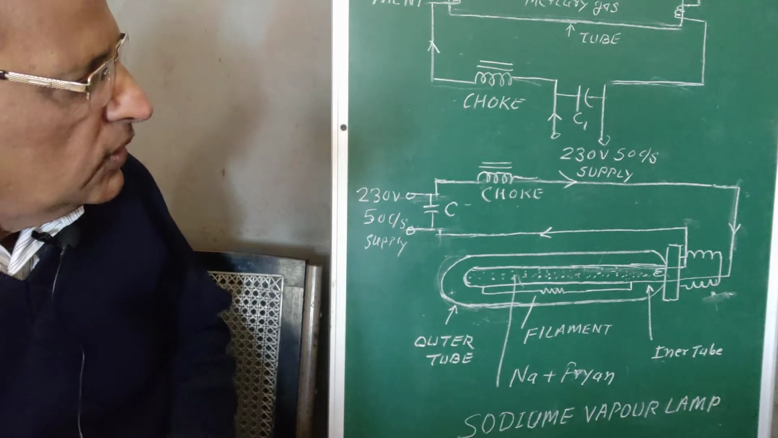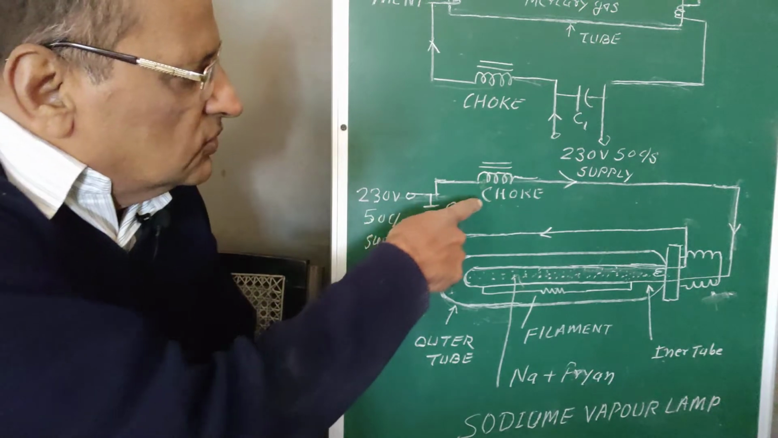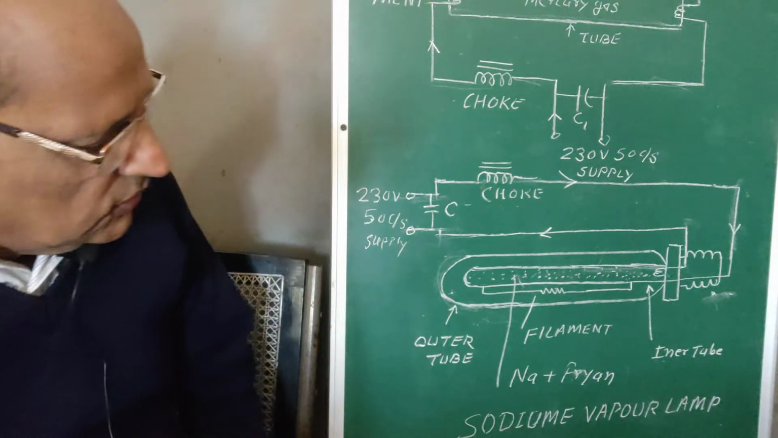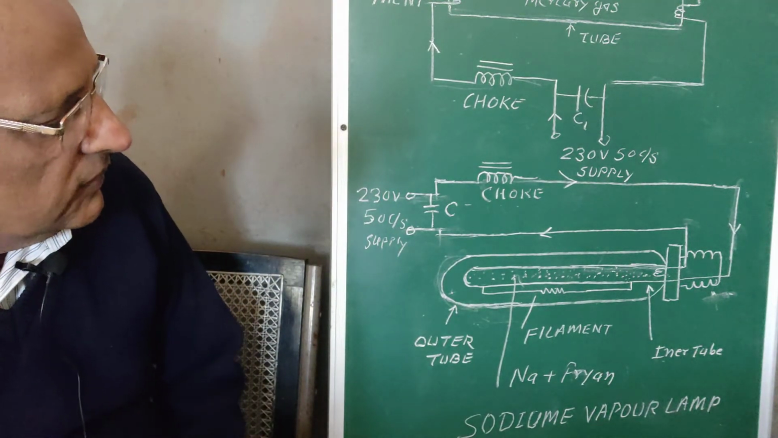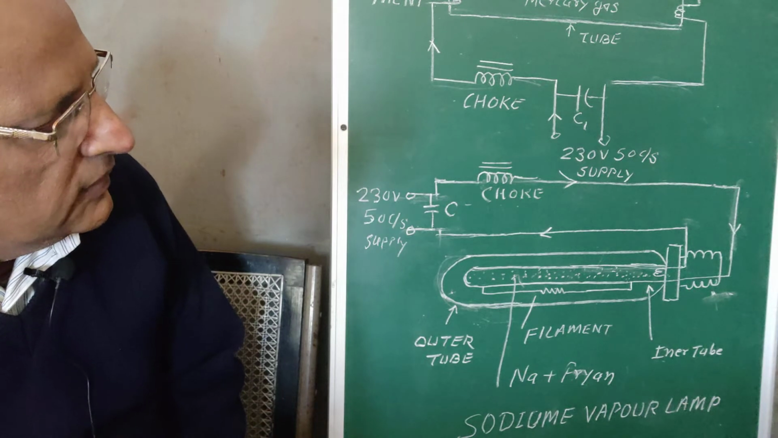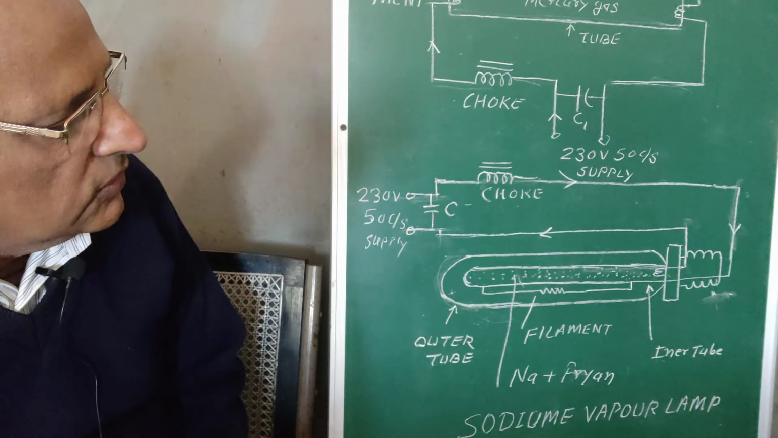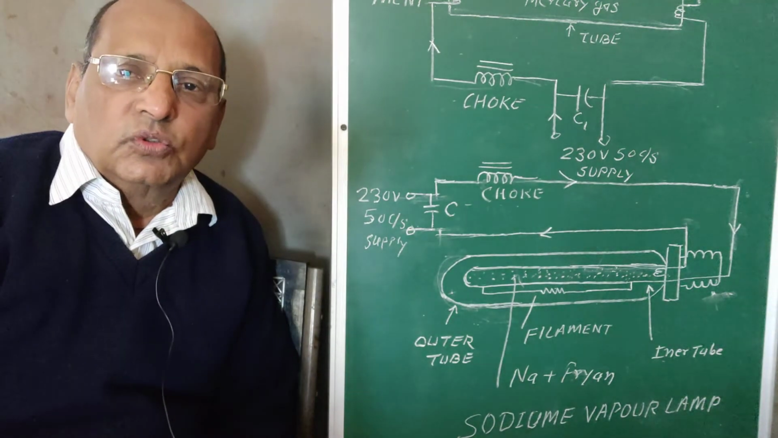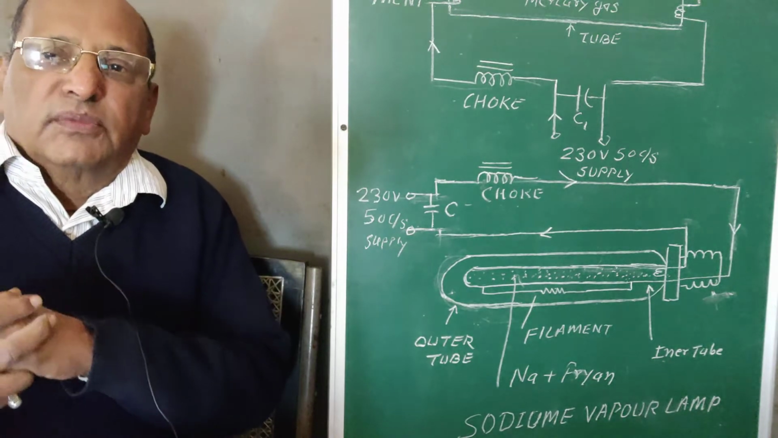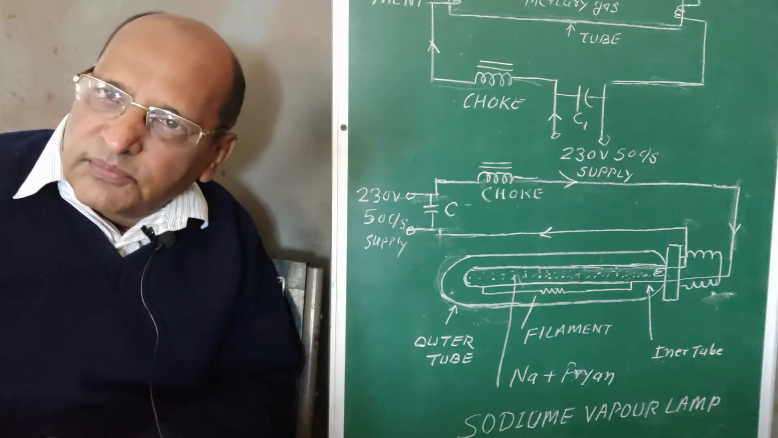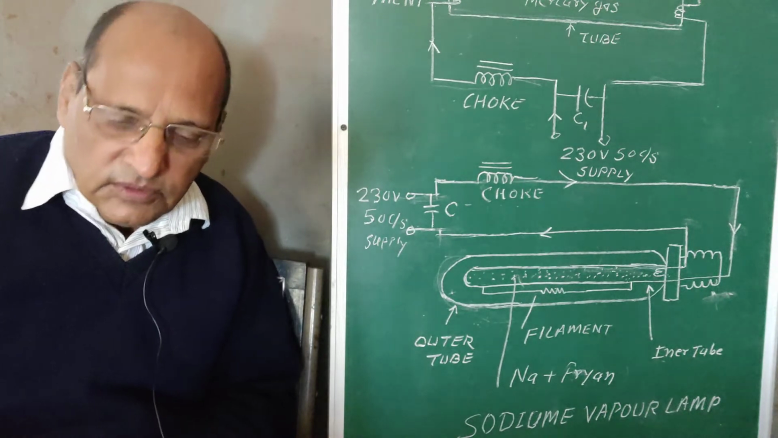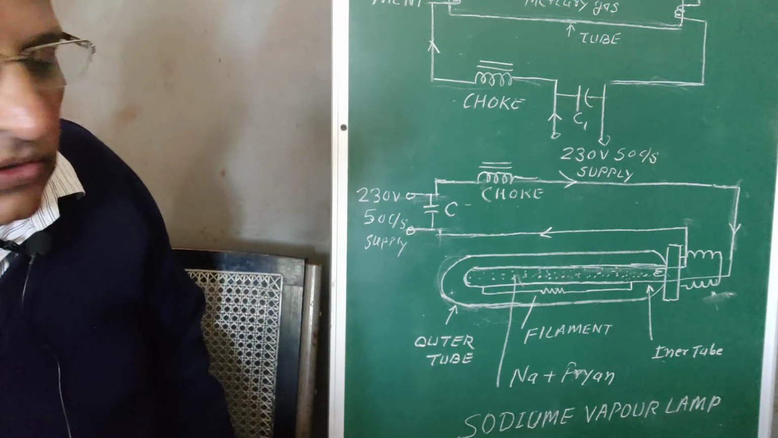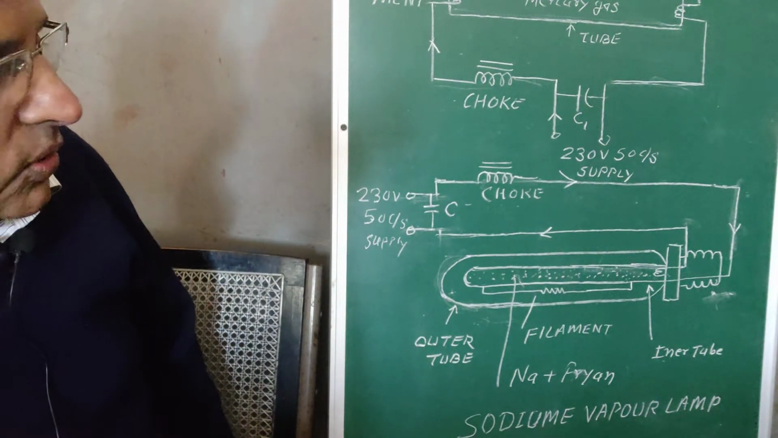So the main components of this circuit are the choke, this particular tube which is the inner tube, and the filament. Here, for starting, no starter is used in this particular circuit, because whatever voltage is applied through this choke from the supply is sufficient to start the discharge of the mercury or sodium vapor lamp inside the inner tube, and the lamp starts glowing.